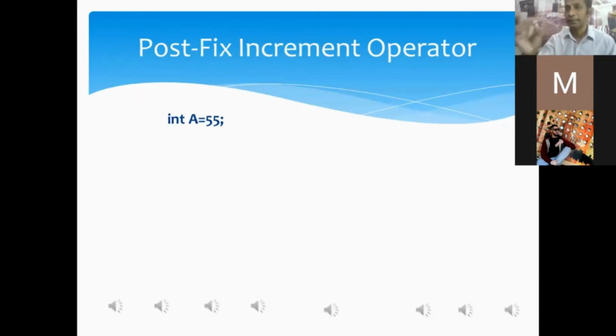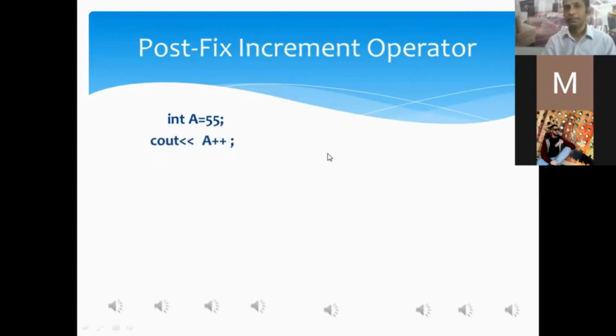Do write this in your notebook. At the top, you write A. It means the value of A is 55. Now, the cout statement is there.